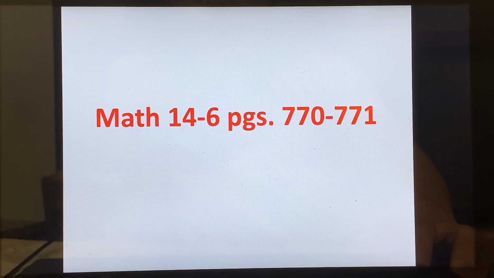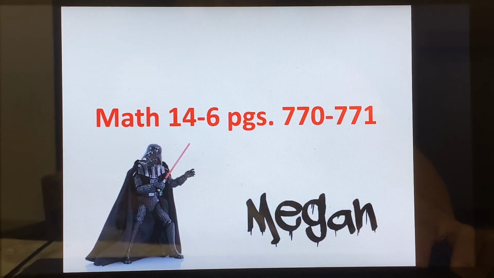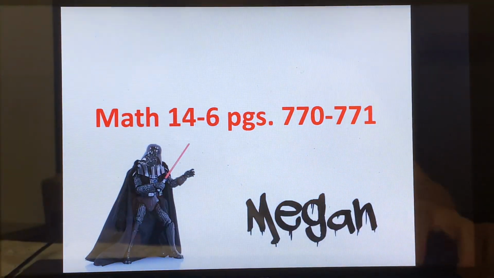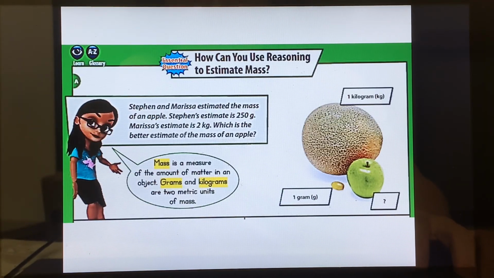Let's move on. Next lesson, 14-6, page 770. Here we go. How can you use reasoning to estimate mass? Stephen and Marissa estimated the mass of an apple. Stephen's estimate is 250 grams. Marissa's estimate is 2 kilograms. Which is the better estimate of the mass of an apple?